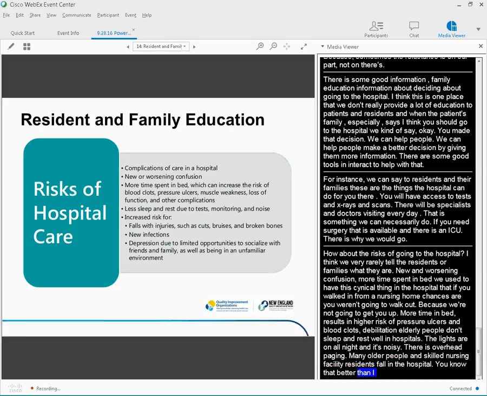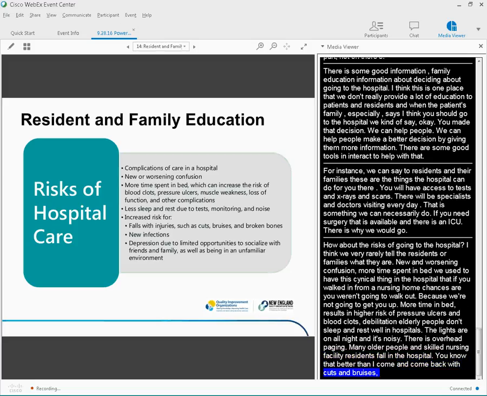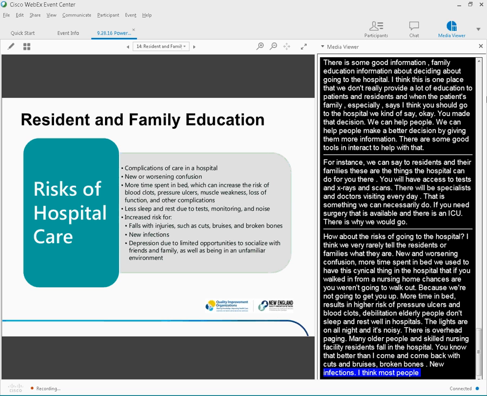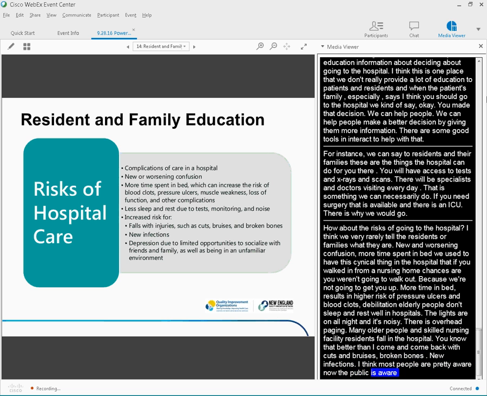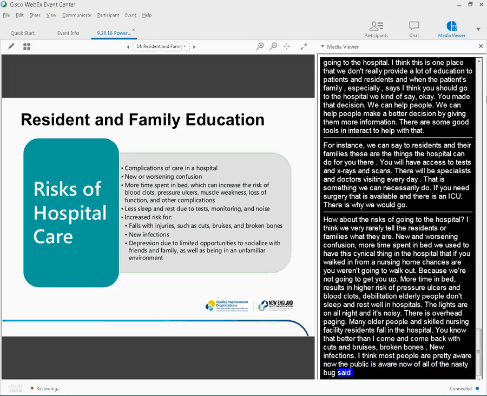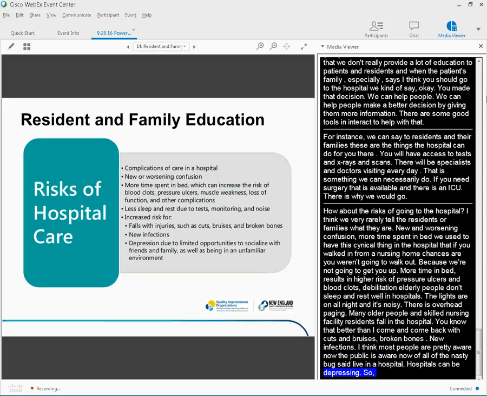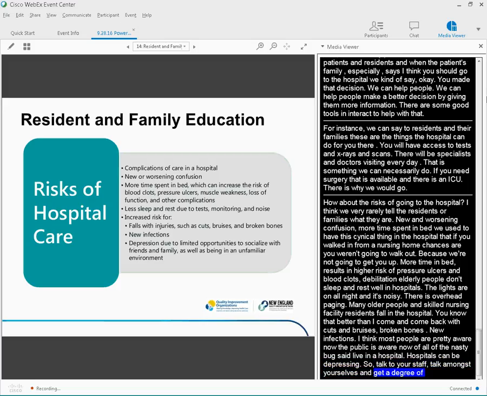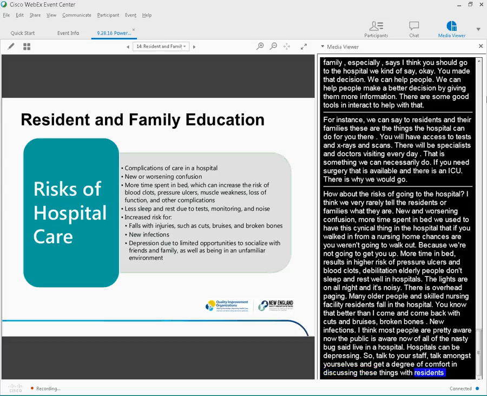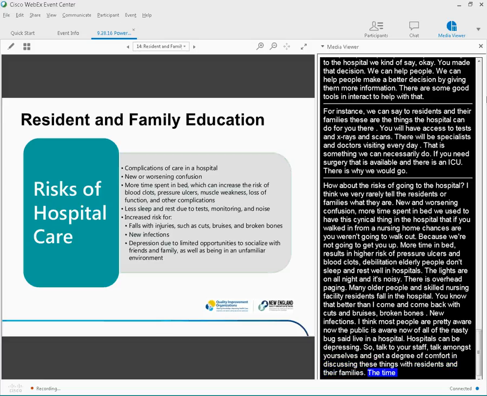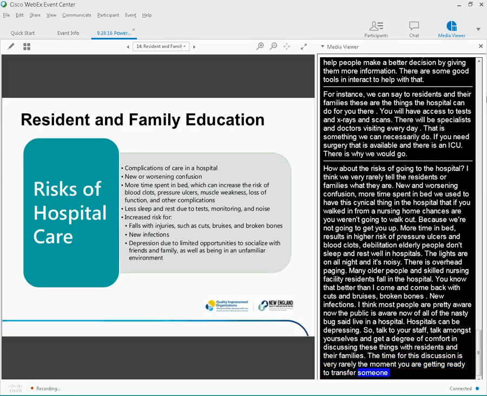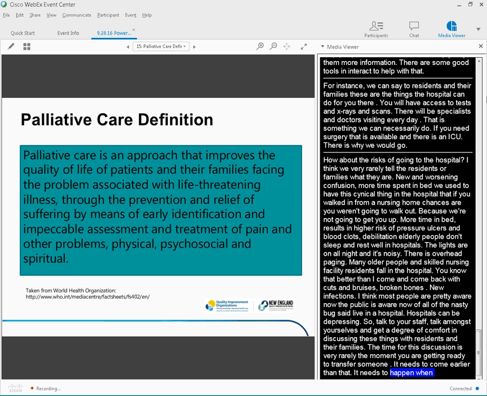New infections, I think most people are pretty aware now. The public is aware of all the nasty bugs that live in a hospital. And hospitals can be depressing. So talk to your staff, talk amongst yourself, and get a degree of comfort in discussing these things with residents and their families. The time for this discussion is very rarely the moment you're getting ready to transfer someone. It needs to come earlier than that. It needs to happen when you realize that somebody has a change in condition that might require hospitalization. Begin to talk about it then.